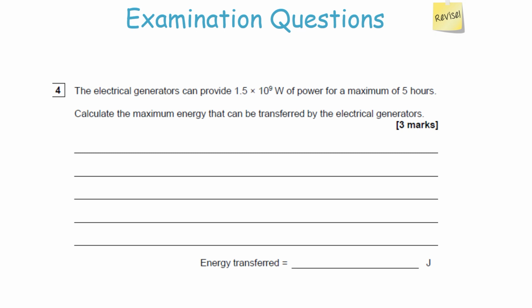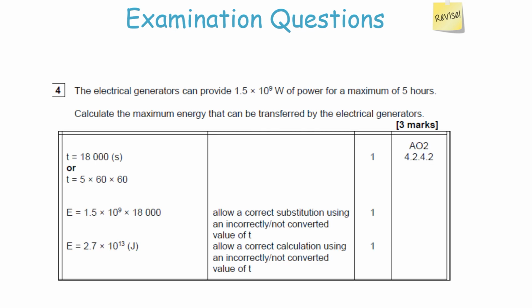Right, well for this question we've got to know what our equation is, and our equation is that energy is equal to power times time. So energy is equal to the power, which is given in the question, 1.5 times 10 to the 9, multiplied by the time. But the important thing to note is we don't work in hours in physics, we work in seconds. So we've got to convert 5 hours into seconds.